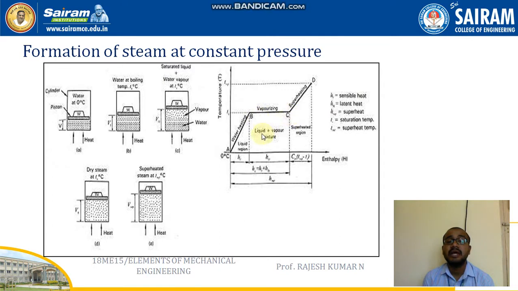Here you can see this liquid plus vapor mixture. If I am talking about this point, 50% of the vapor will be there, 50% of the moisture will be there. This particular starting point you can see here, where 0% dryness will be there, 100% moisture. So when it is gradually increasing, for example, let me take this particular point where 75% dryness will be there, 25% moisture will be there. So like this.